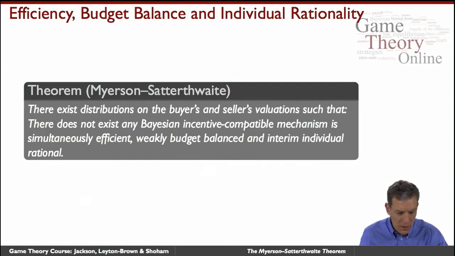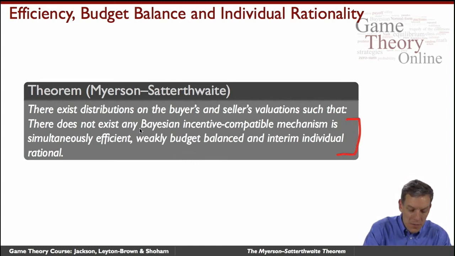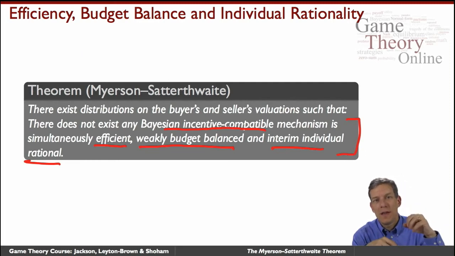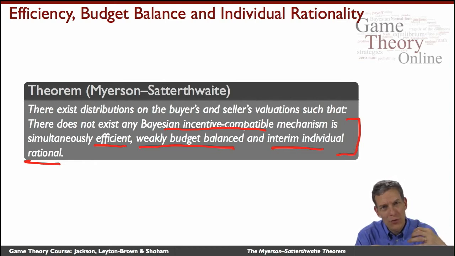Okay, so what does the theorem say? It says that there exist distributions on the buyers and sellers' valuations such that there does not exist any mechanism which is going to be Bayesian incentive compatible, which is efficient, weakly budget balanced, and interim individually rational. So if you want to make the decision of, in this case, trading always when you should and not trading when you shouldn't, making sure that it's weakly budget balanced so that the amount that the buyer pays is at least the amount that the seller gets. So we're not having to stick in extra money in order to make this thing work. And it's interim individually rational, so individuals don't want to walk away once they're told their value and told what they expect to get out of this mechanism. They don't want to walk away from the mechanism.